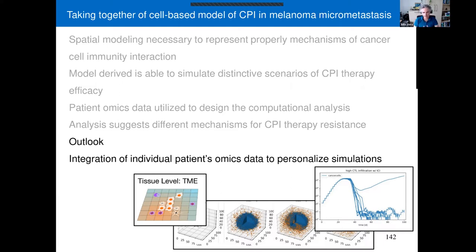So this is, as I said, outlook, work in progress, but I think it will be very useful to make use of spatial models in a personalized setup.